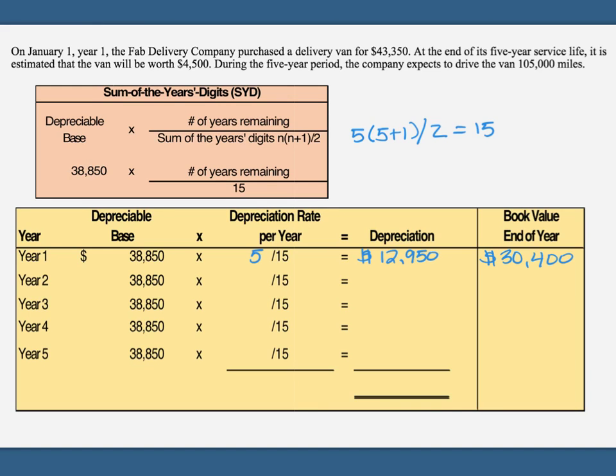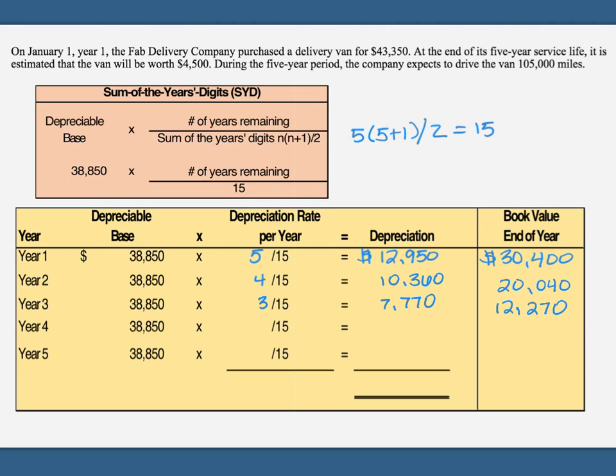Moving to year 2, we again take our depreciable base, multiply it by the depreciation rate for that year, and this time there's only 4 years left, so that's our numerator. Depreciation for that year will then be 10,360. We subtract that from the year 1 book value, and we'll get $20,040. For year 3, we have 3 years left. Multiply that by depreciable base and get 7,770 for depreciation for that year. So that gives us a book value after subtracting from year 2, 12,270.